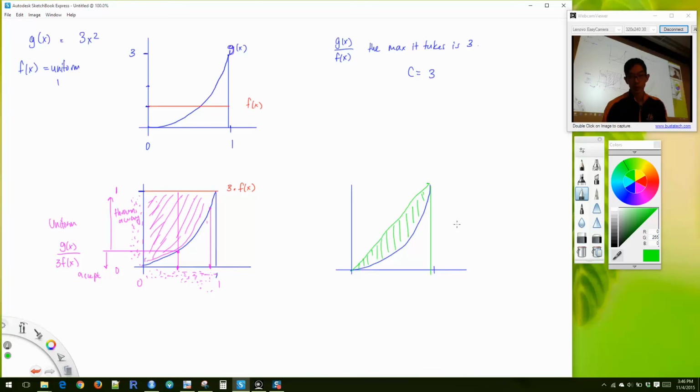Our picture no longer works here, we would have to take the graph of the ratio between these two, which will end up looking more like this, something like that, probably a little bit more exaggerated. And so in this case, only this part gets thrown away.